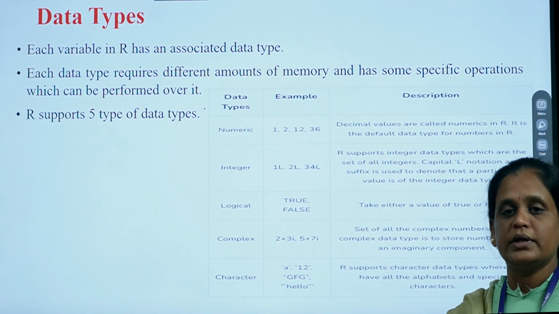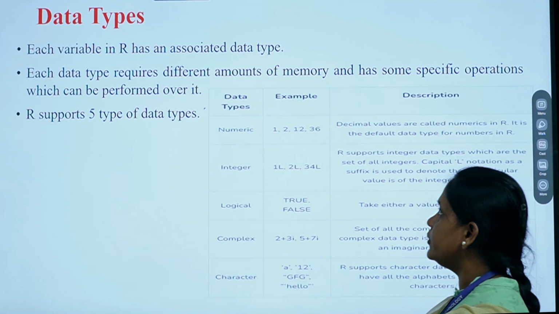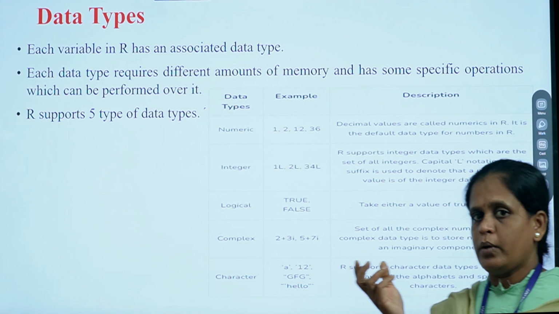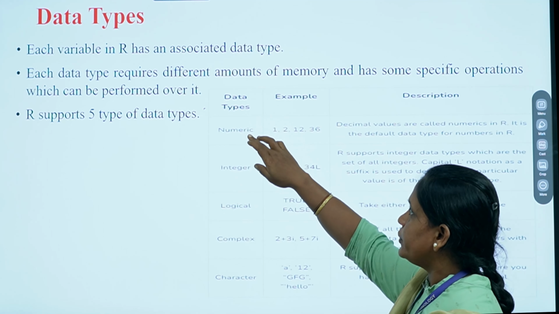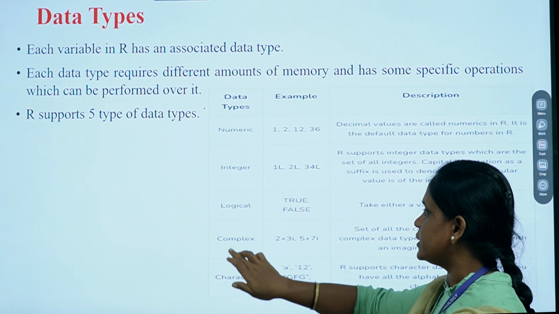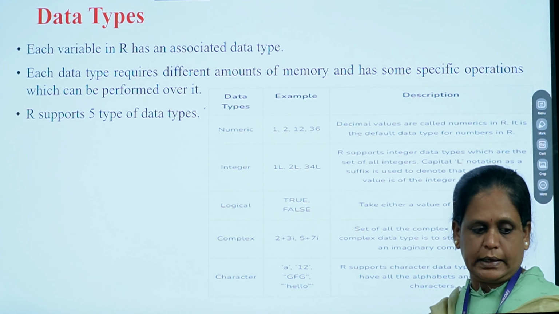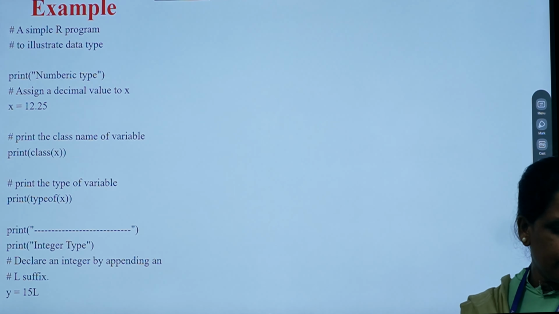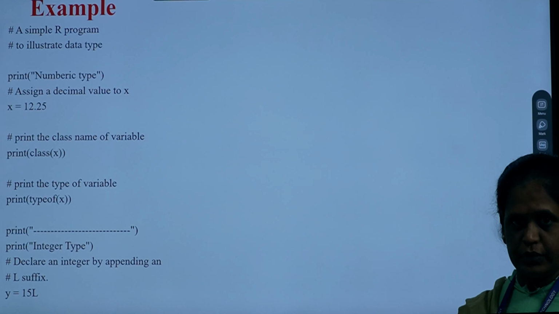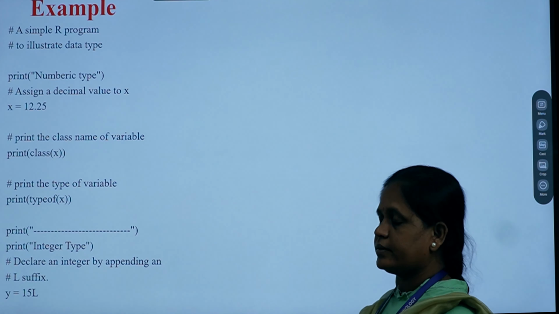Data type: as I told you, it need not be specified with the type of the variable. Depending upon the object that you assign, the type will be created. So we have numeric, integer, logical, complex, and character data types. This is a simple program to demonstrate the type of the variables. As I told you, if you just assign the object, it will take the type of the value.